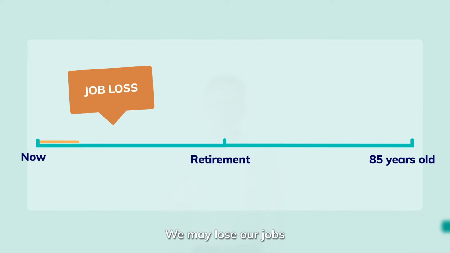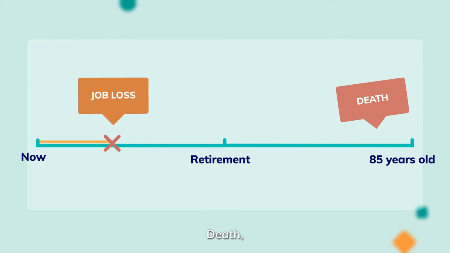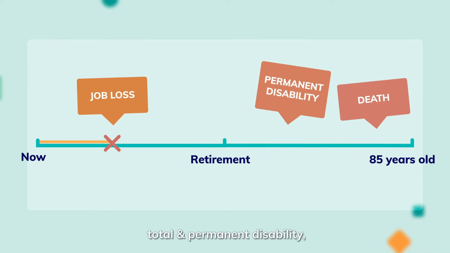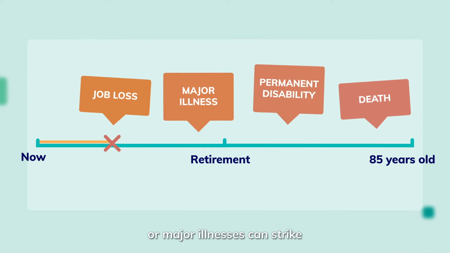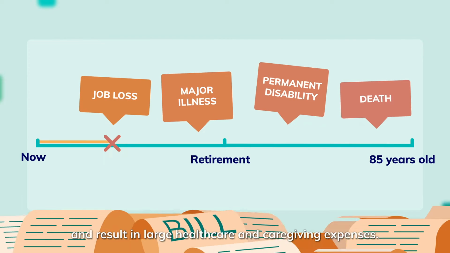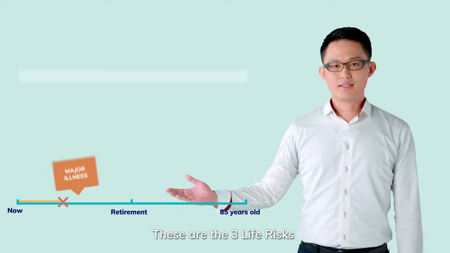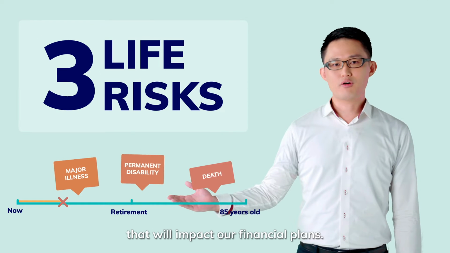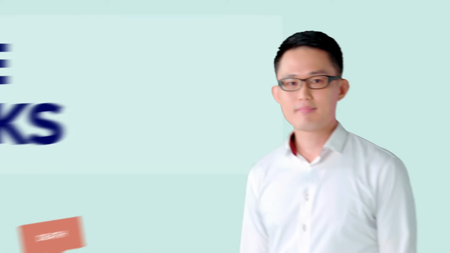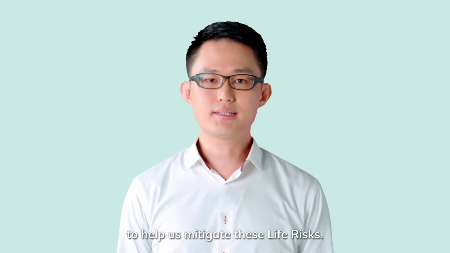We may lose our jobs, which can put a temporary stop to our income. Death, total and permanent disability, or major illnesses can strike, which can permanently cause our income to stop and result in large healthcare and caregiving expenses. These are the three life risks that will impact our financial plans. Insurance planning is important to help us mitigate these life risks.